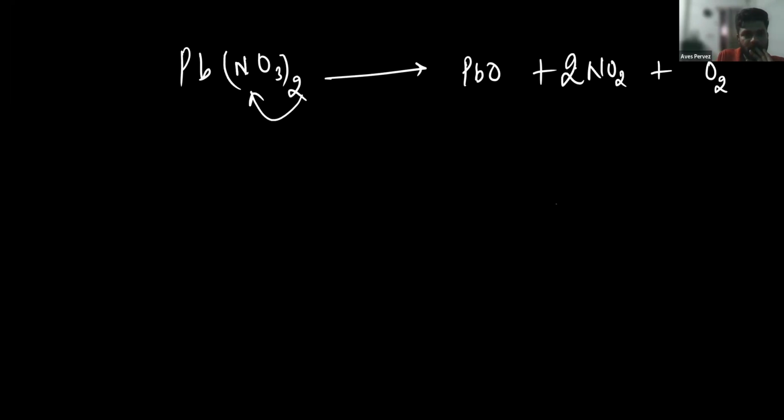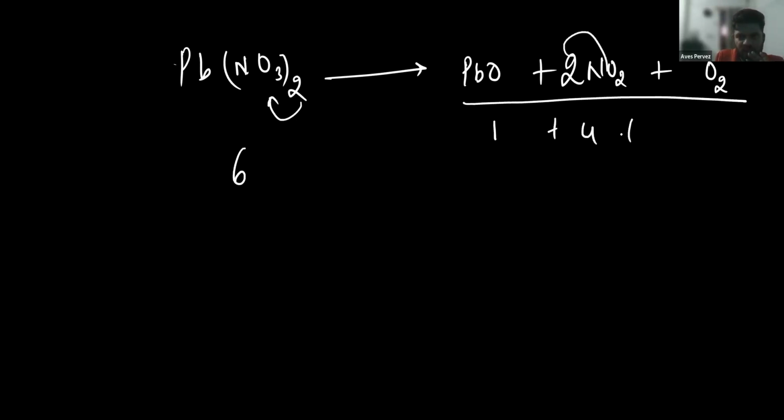So you have to write 2 here. Got it? Now lead is balanced, nitrogen is balanced. The last is oxygen. For balancing the oxygen, how many oxygen atoms are there? 6. And how many are there in total? 1 plus 2 twos are 4, plus 2 is 7. So actually the problem is with the oxygen only. There are 6 oxygen atoms on one side and 7 on the other.